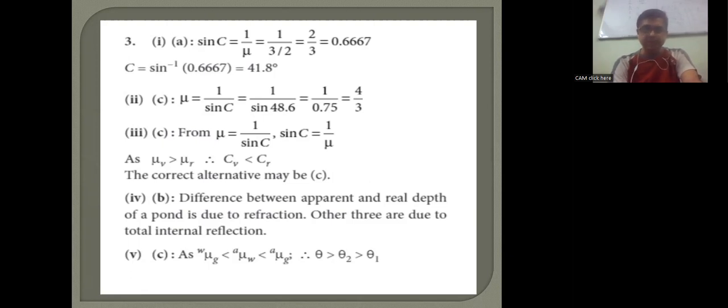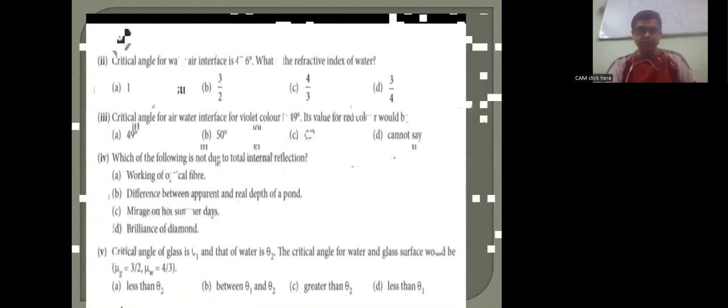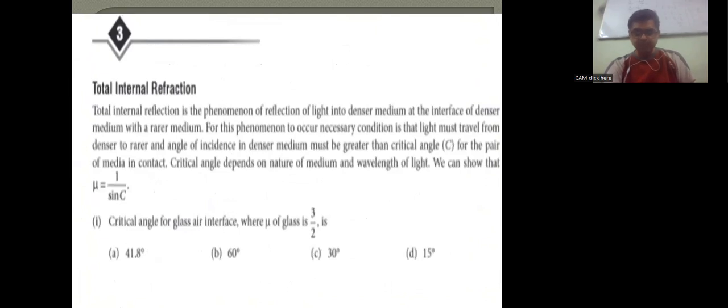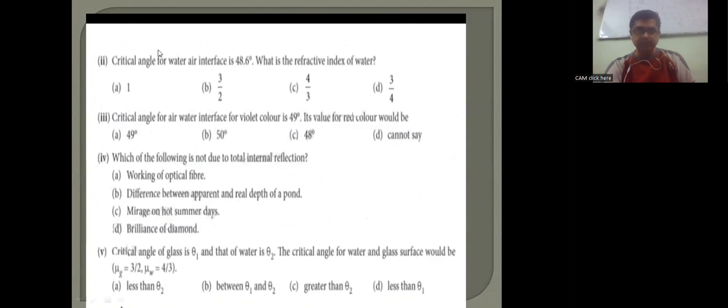So it is greater than 37. You should know the values of 37 and 53. Sin 37 is 3 by 5 and sin 53 is 4 by 5. So we can go with the options. It is 41. Now come to the second.